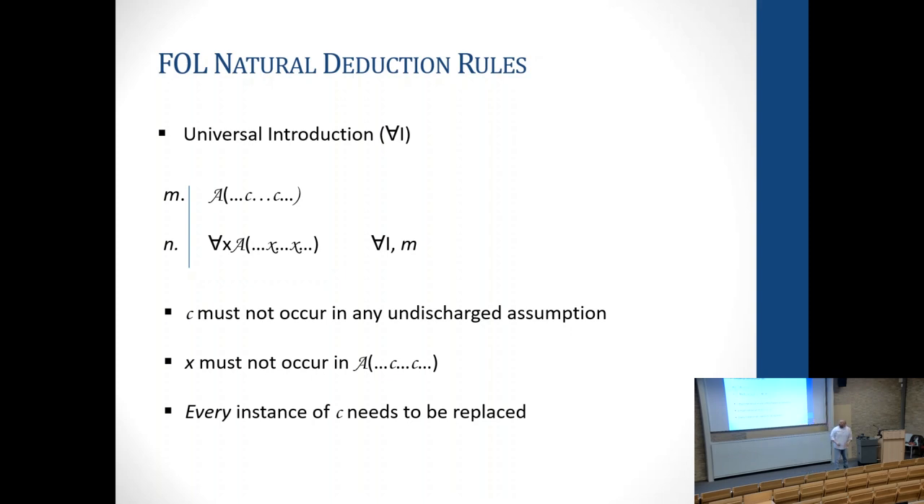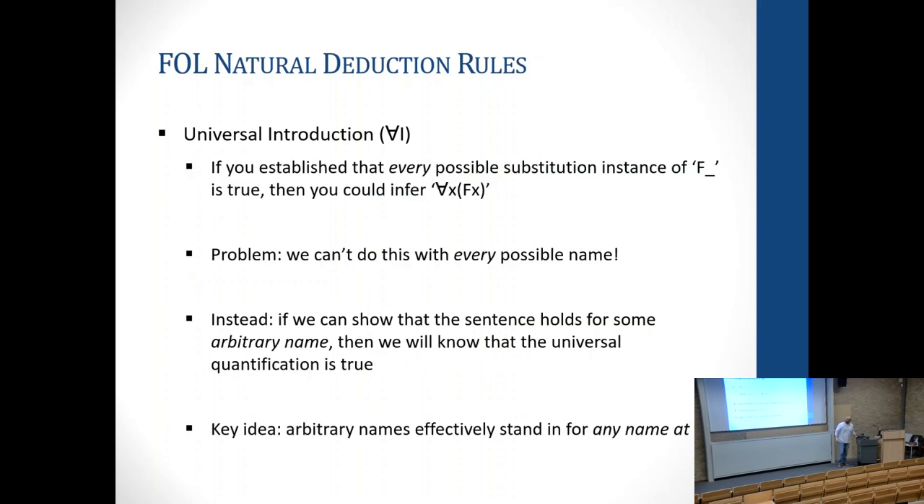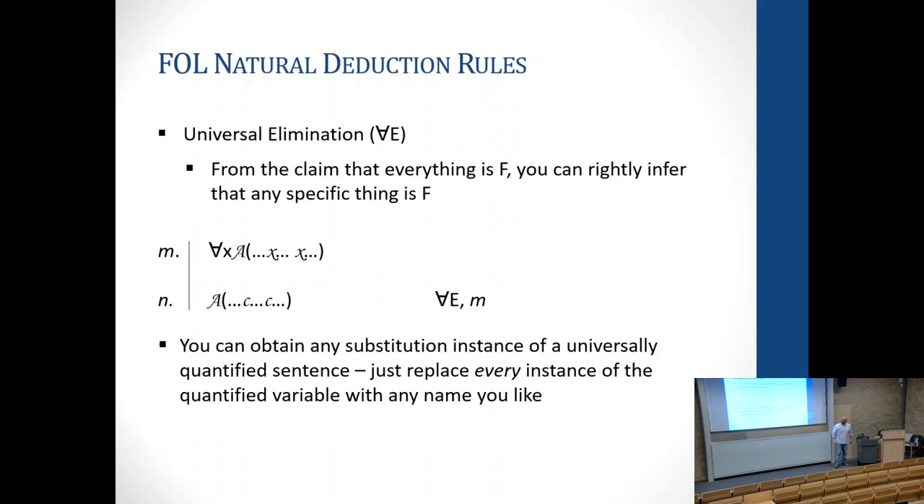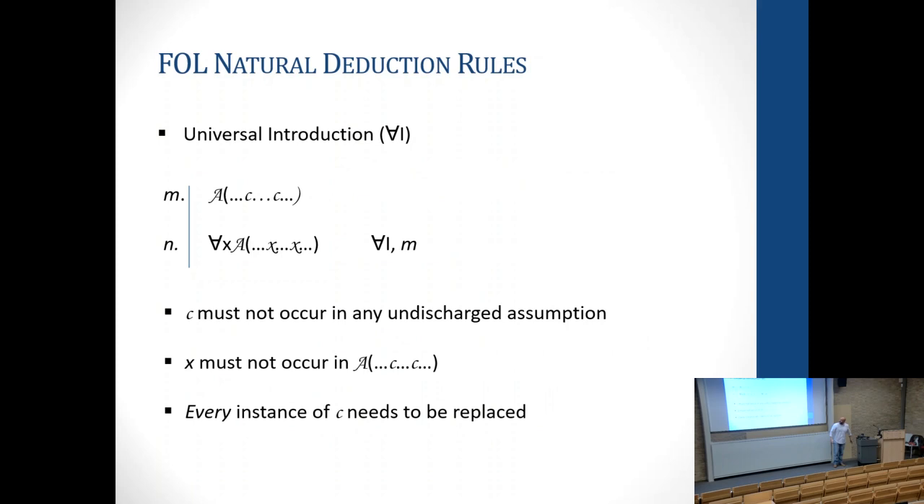So again, elimination, to go back, very easy. Elimination is if you have a universal, you can replace the associated variable with any name you want. Introduction, if you have an arbitrary name, then you can replace it with a universally quantified variable. The big restriction, to make sure that it's arbitrary, is that the name can't appear in any undischarged assumption, any assumption that we're holding on to, at least at the moment that we're doing the introduction.